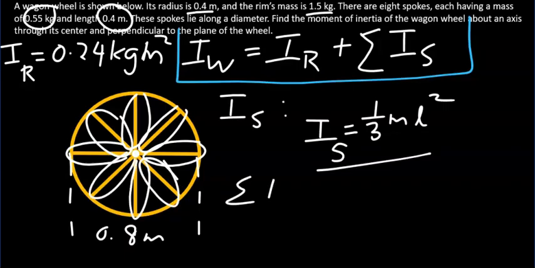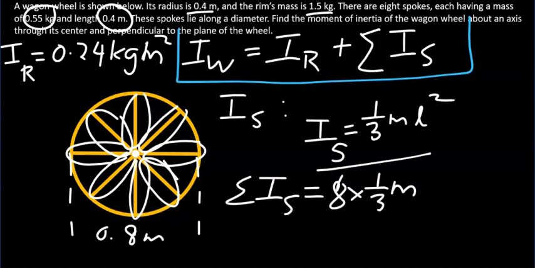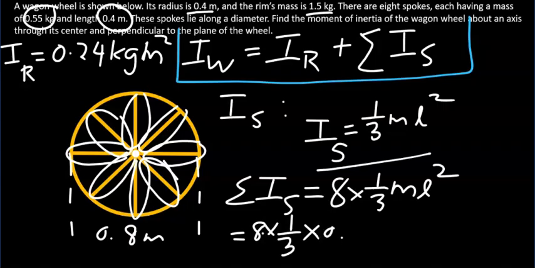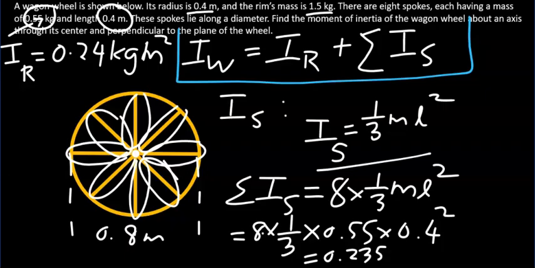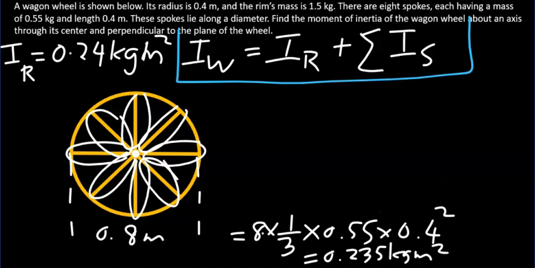So the total contribution from the spokes is 8 times 1 over 3 mL squared, which is 8 times 1 over 3 times the mass of each spoke, 0.55 kg. That's given there. And its length is 0.4 meter, so 0.4 squared, which will give you a number of 0.235 kg meter squared.